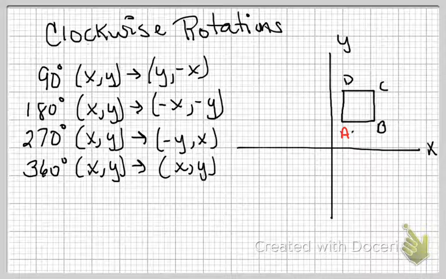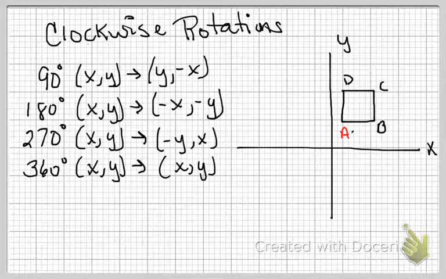All right, turning a figure 90 degrees, x and y coordinates. You really flip the x and y, and the x becomes negative. At 180, you just keep them both negative. If they're both positive, you just turn them both negative. If they're both negative, you make them both positive.